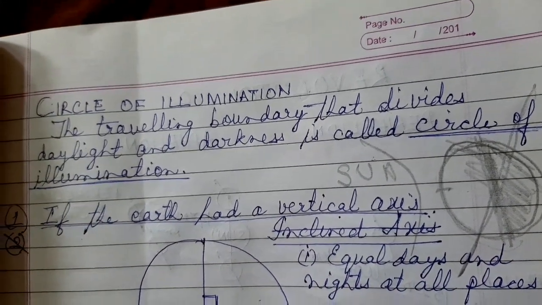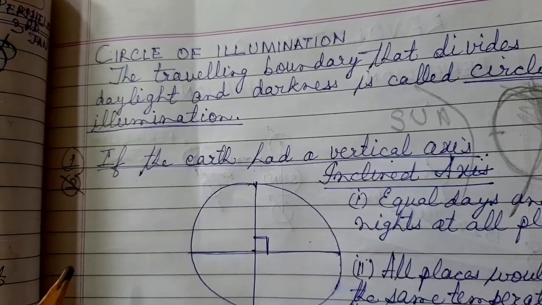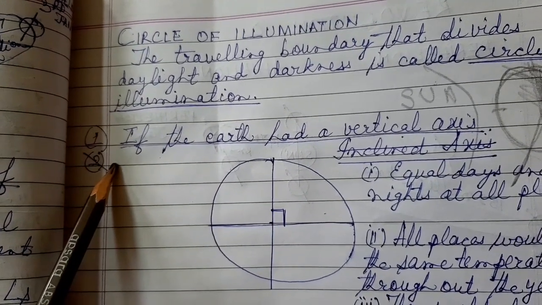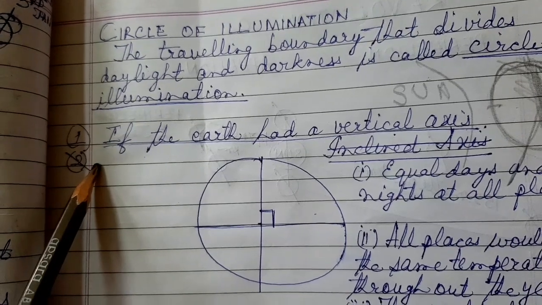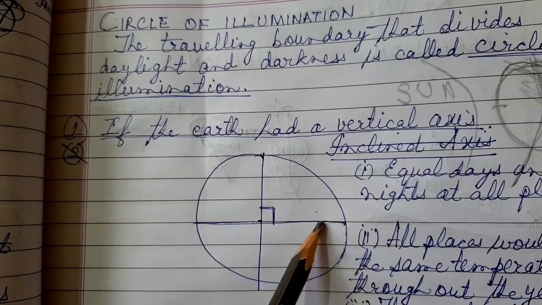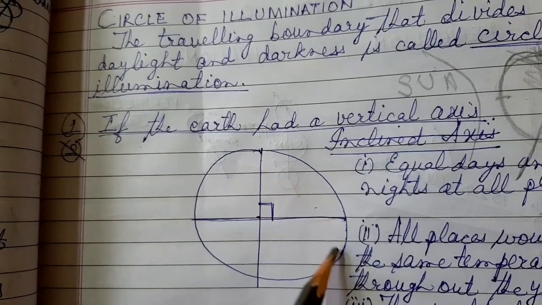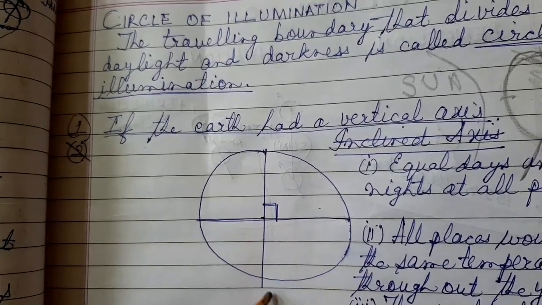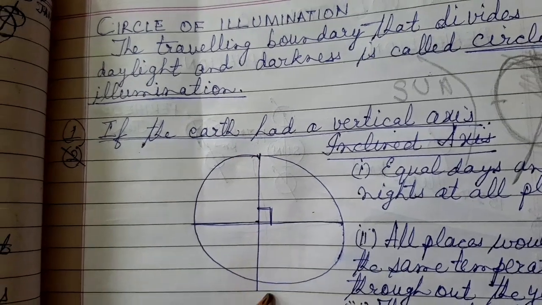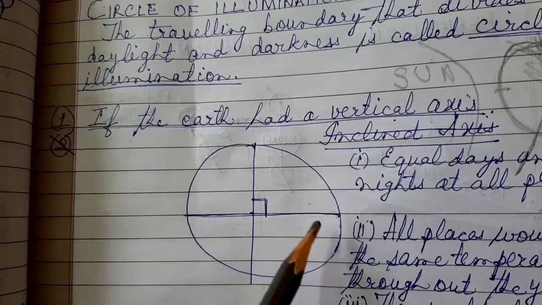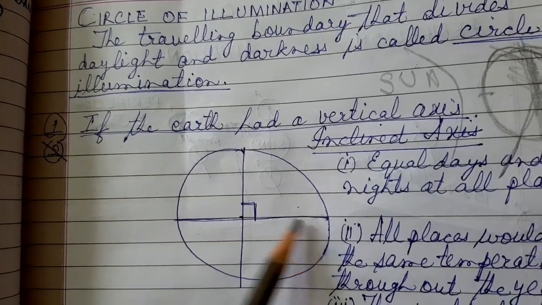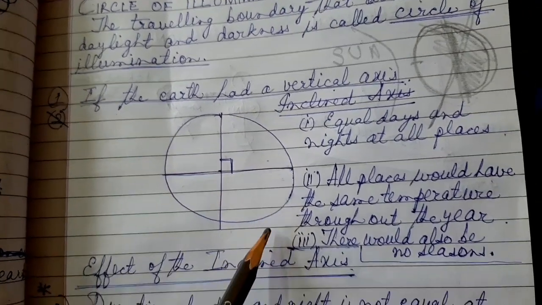Now coming to another topic here, what if the earth had a vertical axis and not an inclined axis? What would happen then? Now I'm showing a vertical axis here. You see this is the earth, and let us say this is the plane of the orbit, and now here the earth has a vertical axis. Now if this happens, what will happen? We will have equal days and equal nights. That means the duration of day and night everywhere would be the same.